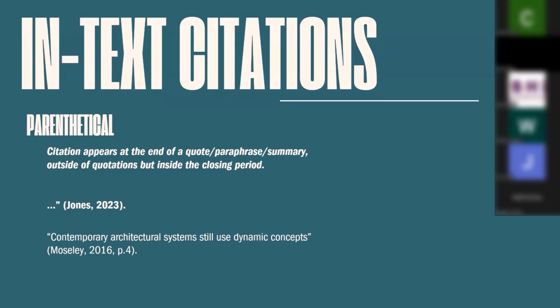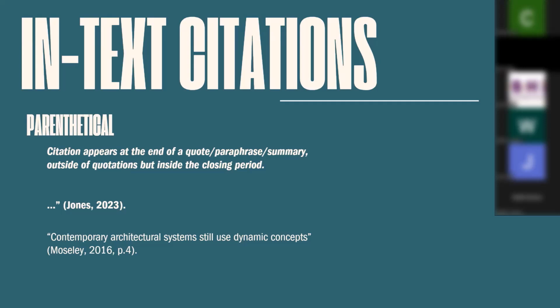Okay? So APA and most citation styles have two different kinds. The first is parenthetical. It means that they're used in parentheses, right? So this parenthetical citation appears at the end of a quote or a paraphrase or a summary, and it's outside of the quotations, but inside the closing period. What do I mean by that? This right here: we have our nice little quote, end quotation marks, and then in parentheses, last name, comma, year, parentheses, period. The only time punctuation ever goes inside the quotation mark is if it's a question mark or an exclamation point. Otherwise, the period goes on the other side of the parentheses.